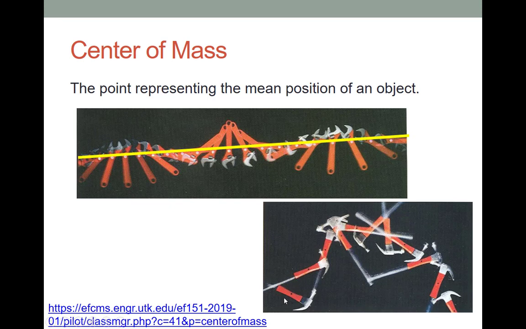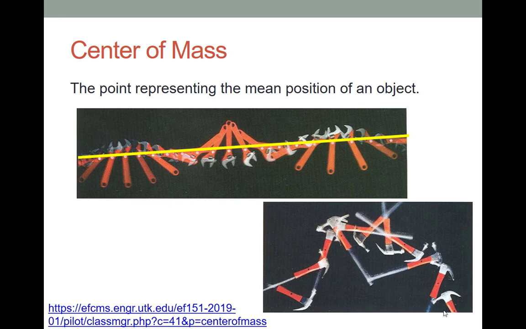Same thing with the hammer. The hammer is spinning as it goes through the air. Somebody tossed it, it's like a projectile. And if I followed, say, the head of the hammer, it's doing all sorts of crazy things. But if I follow the center of mass, I get a clear parabolic arc, as I would if I considered it just a point undergoing 2D projectile motion.